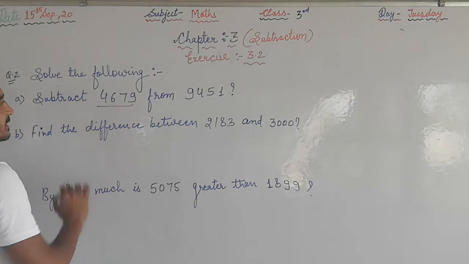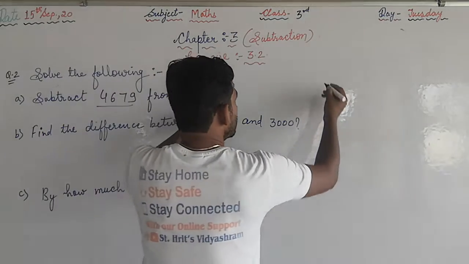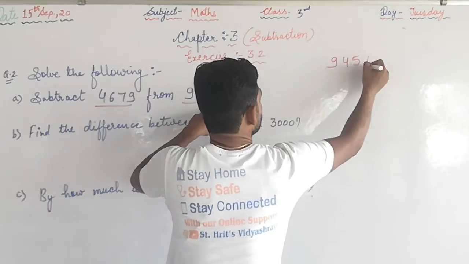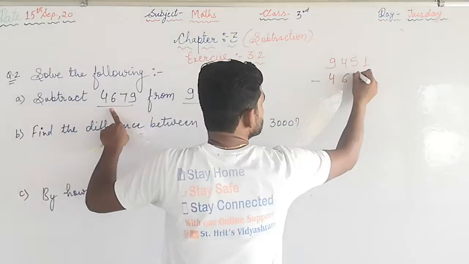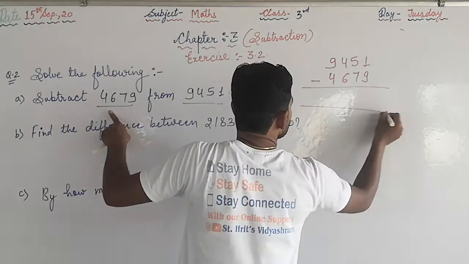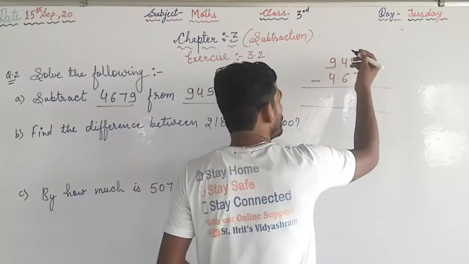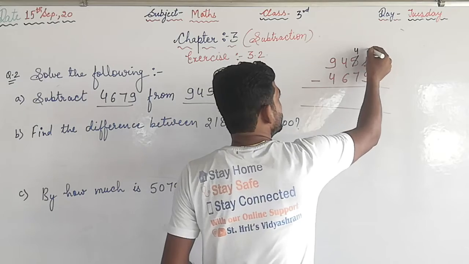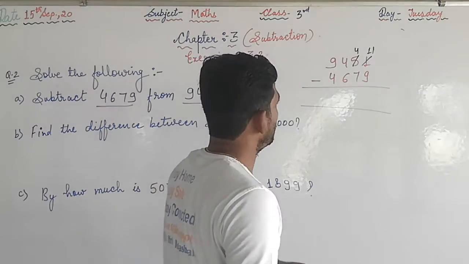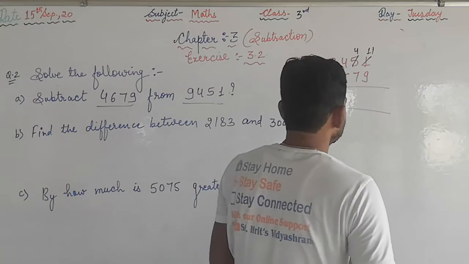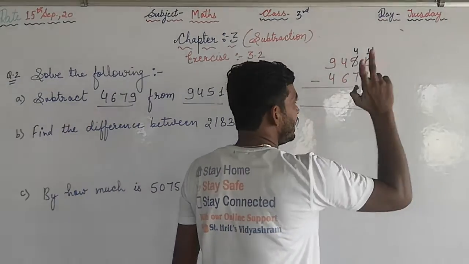Subtract 4679 from 9451. So we take this number. Now you have to subtract 4679. Here we are not able to subtract 9 from 1. It's not possible, so we take carry from the next number and here it becomes 11. So you have to subtract 9 from 11. What's your result? The result is 2, sorry. 9, 10 and 11. 2.